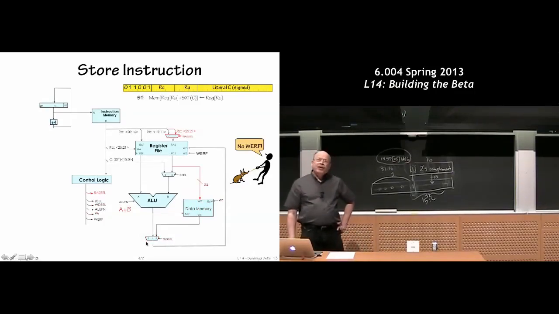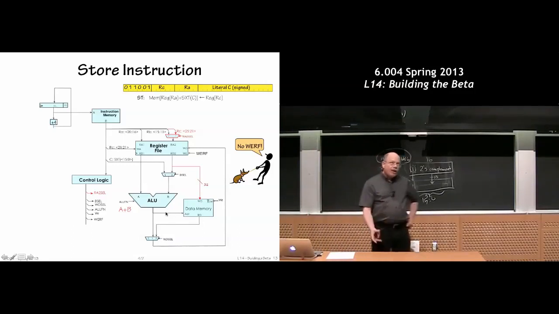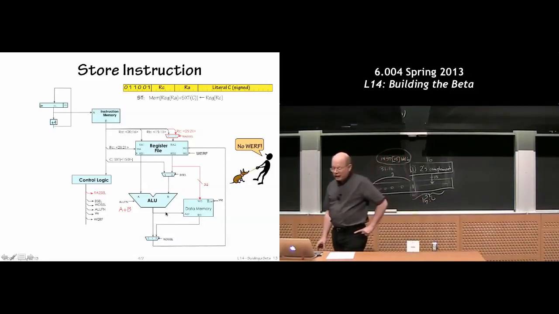Alrighty, so here we have the store instruction. The store instruction is a little weird. It does the same address calculation as the load instruction, and so the data paths that compute the address work just the same as they do for the load instruction. So what's being sent on address wires is the sum of the contents of register A plus the sign extended constant.